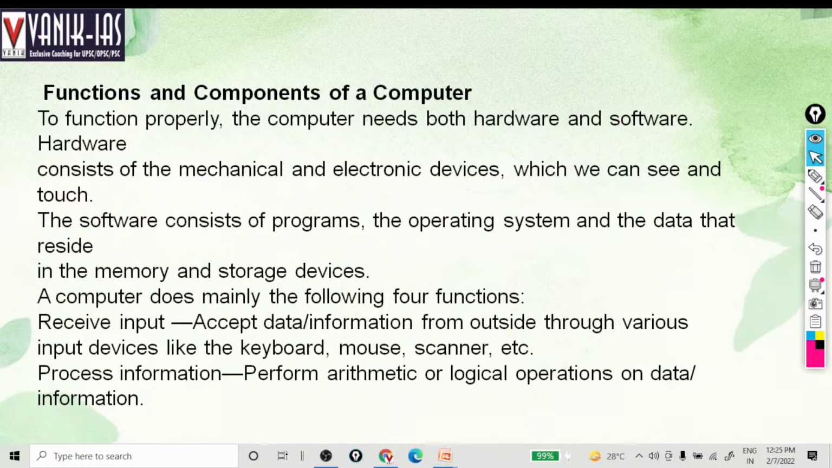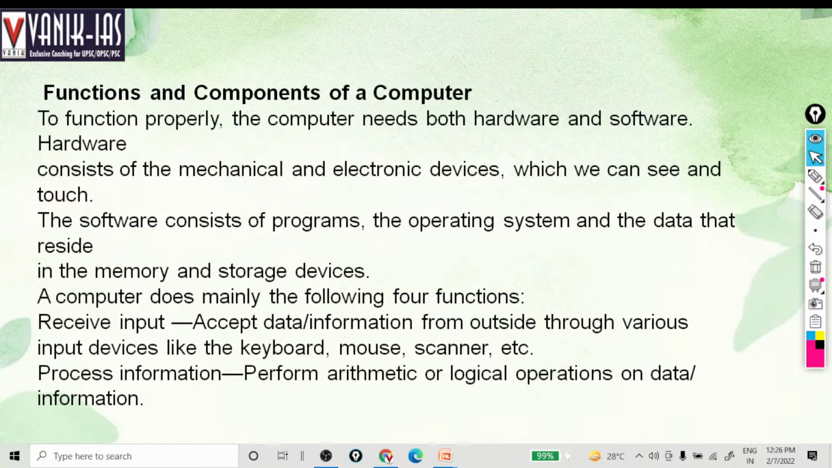So we'll discuss two parts of a computer, especially hardware. Whatever you are watching, that is hardware, and whatever you cannot watch, that is software. Hardware consists of mechanical and electronic devices we can see and touch. Software consists of programs, operating system, and data that reside inside the memory. Data is stored in memory and storage devices.